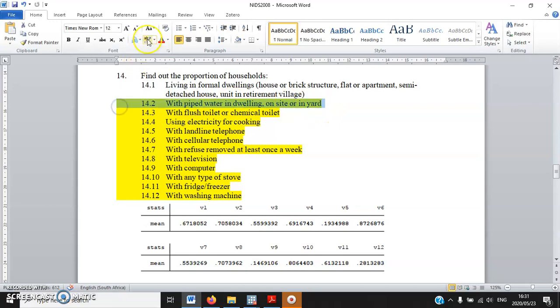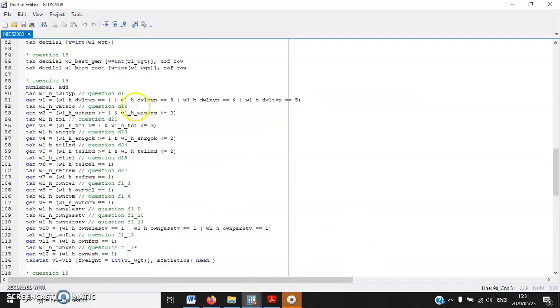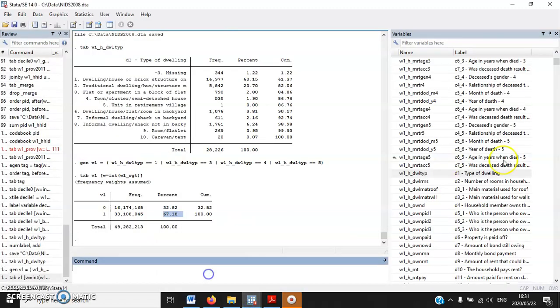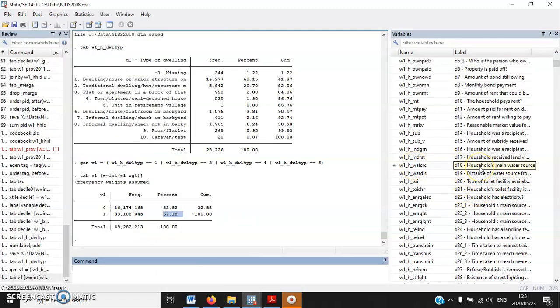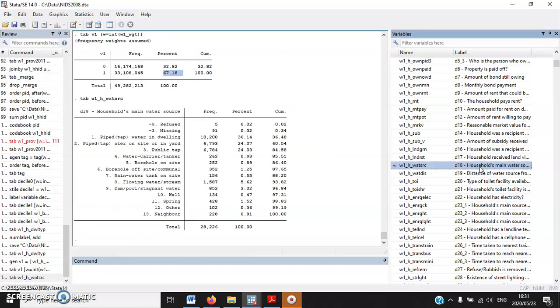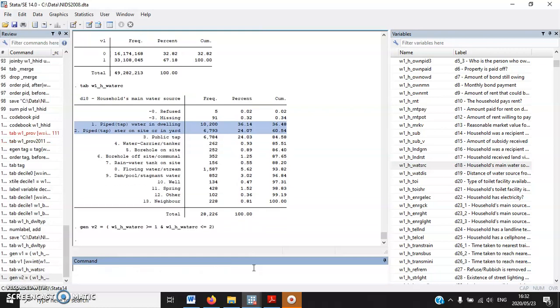The next one, with pipe water in dwelling or on site or in yard. Let's look for the water variable, question D18. So it is this one. Let's first tab. I think it will be the first two, pipe water in dwelling, on site or in yard. So let's generate the next dummy, V2, equals 1 if this water variable is between 1 and 2, or you can say it is equal to 1 or equal to 2, it will give you the same result. Happy with that?